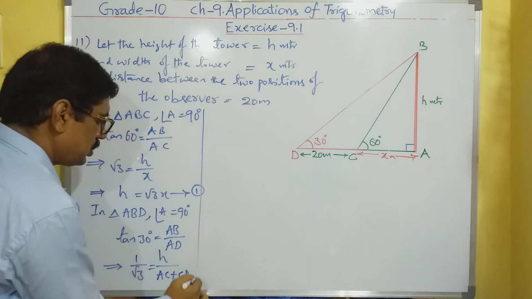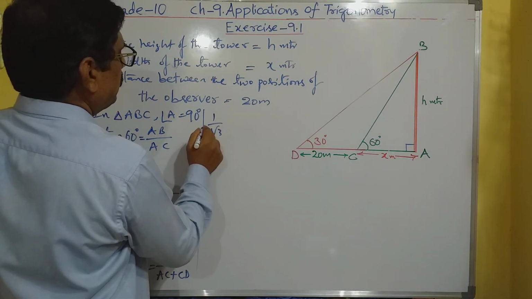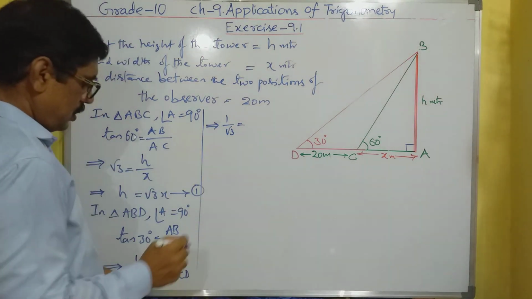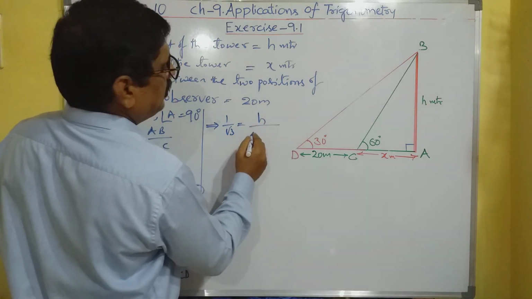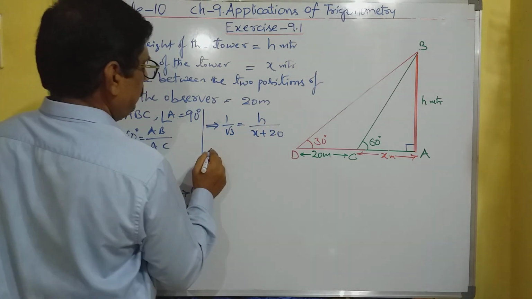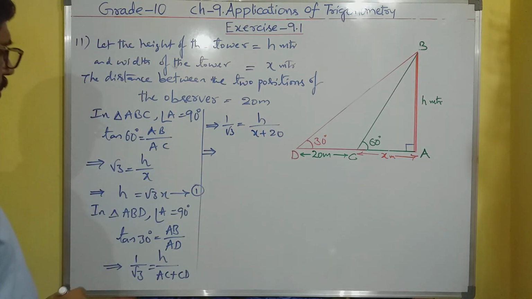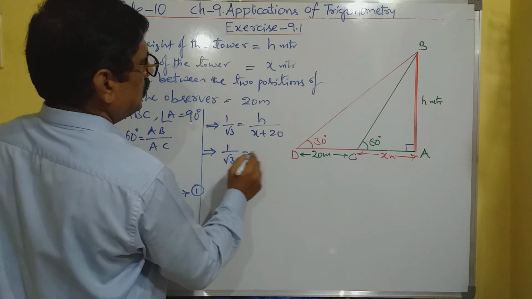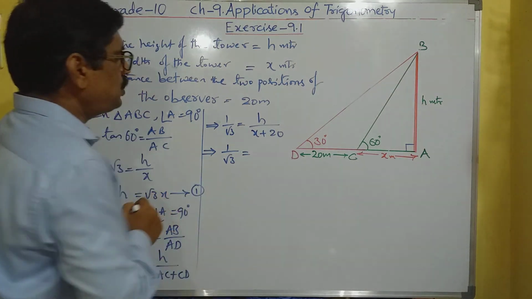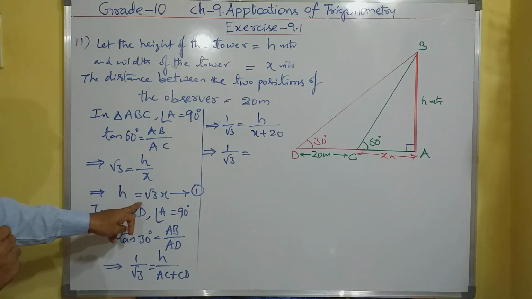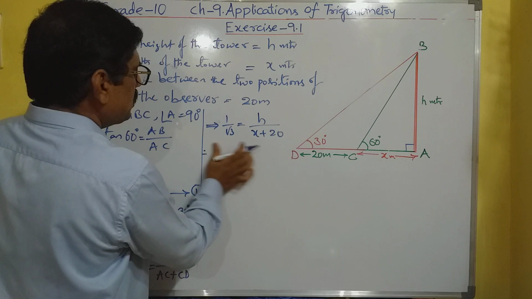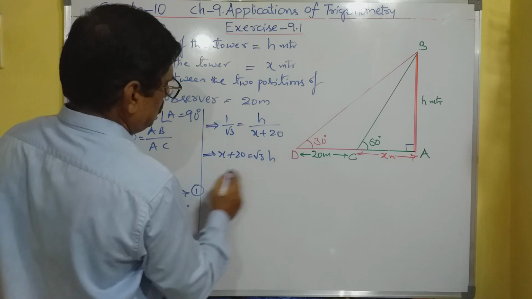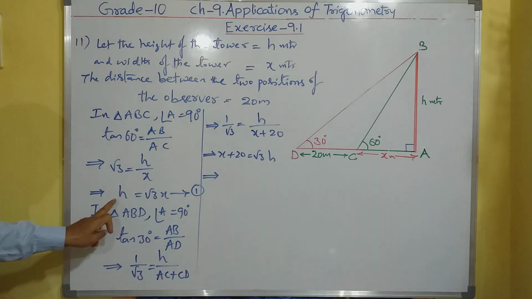So let us do it in the next step. 1 by root 3 implies 1 by root 3 is equal to h by AC value, which is x, and this is 20. Now you look at this, 1 by root 3 is equal to h. First you do the cross multiplication, it will be easy for you. 1 into x plus 20 is equal to root 3 h. This implies, what is the value of h from equation 1?